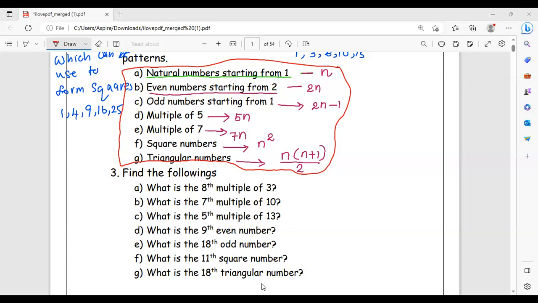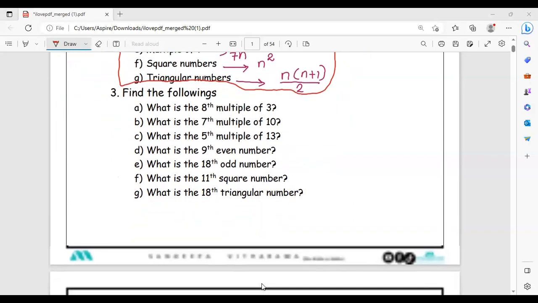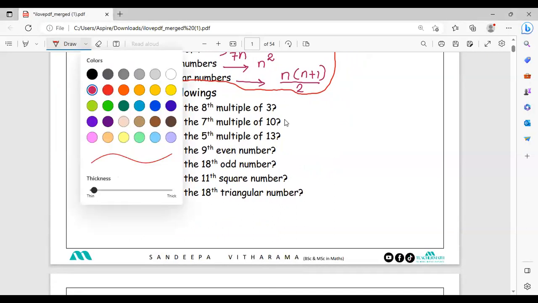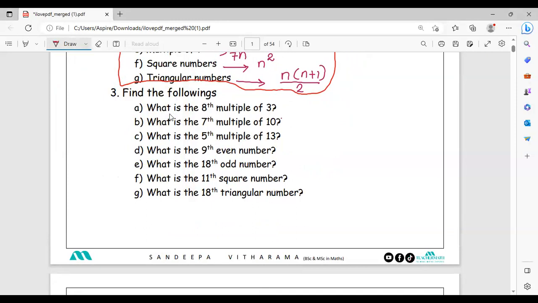Okay, finish now. Then let's move to the third question. Find the followings. What is the 8th multiple of 3? How do we obtain a particular multiple of a given number? Multiply. Yes, by multiplying 8 by 3. 8th multiple of 3 means 8 into 3. What is the answer?